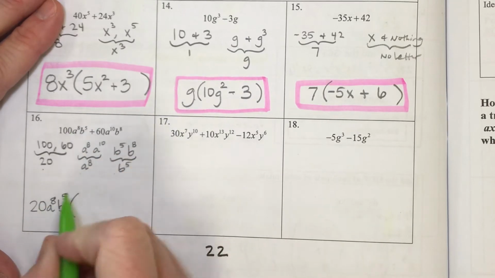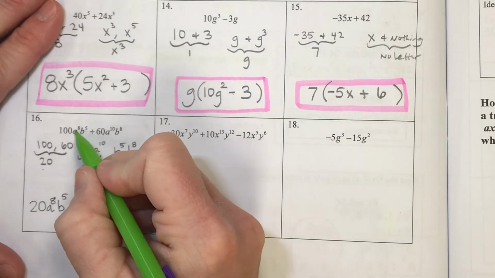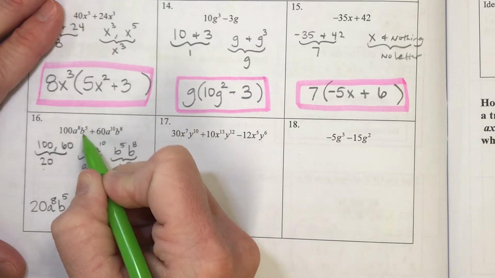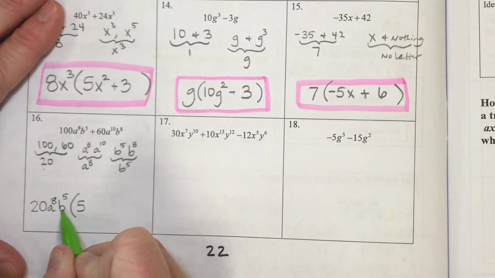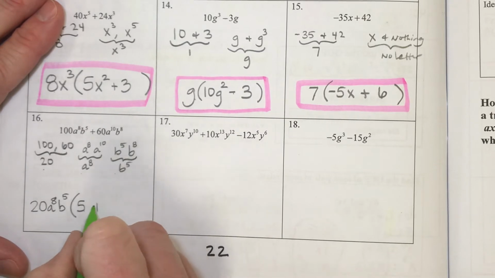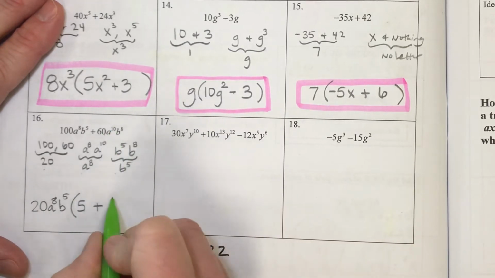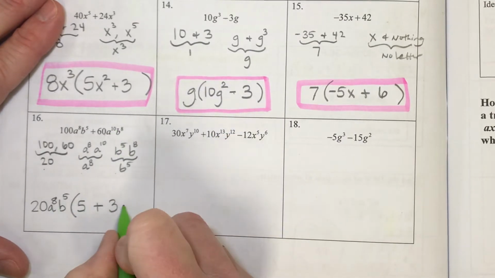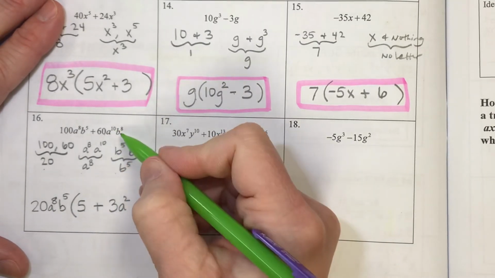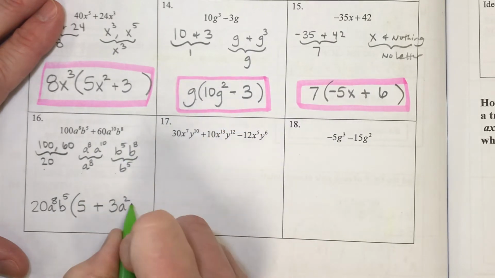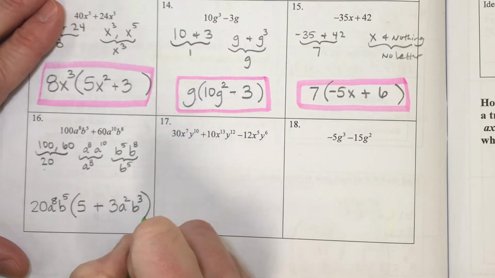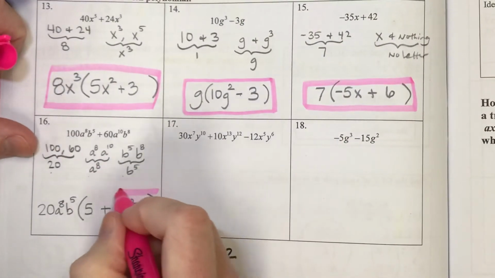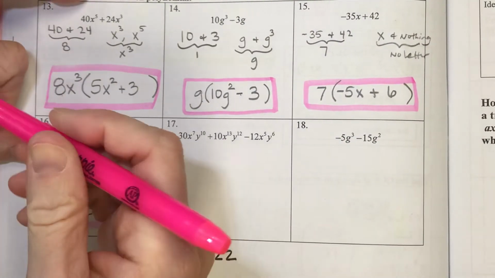Now 100 divided by 20 is 5. If I had 8 A's and I take them all out, there's no A's left. And if I had 5 B's and I take all the B's out, there are no B's left. Now for 60 divided by 20, I get the number 3. If I had 10 A's and I take 8 of them away, there are 2 left over. And if I had 8 B's and I take 5 of them away, there are 3 B's left over. And this is my factored form of my polynomial.